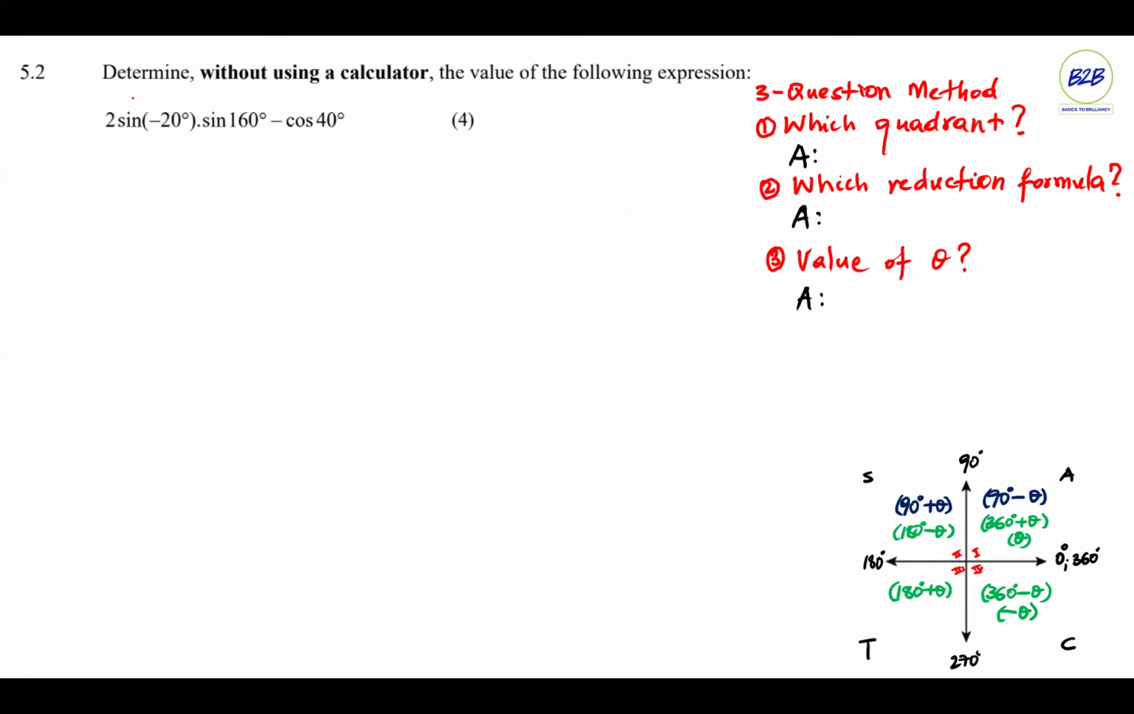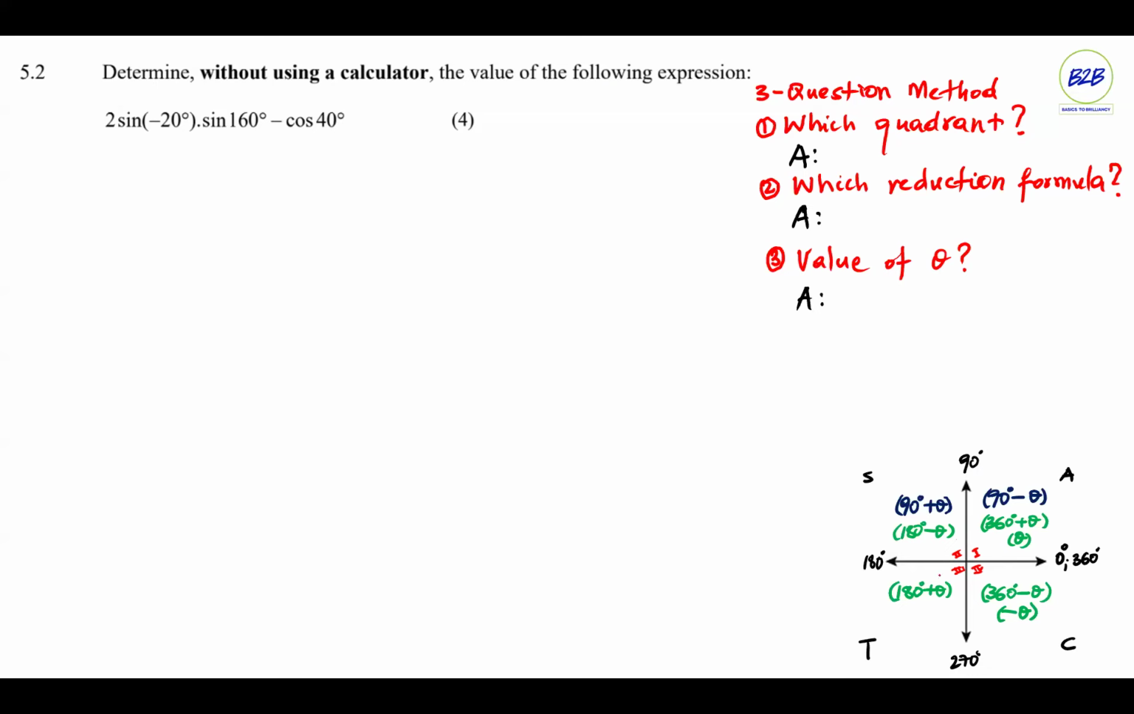So here we are given 2 sine minus 20 degrees times sine 160 degrees minus cos 40 degrees. Then the task is to determine, without using a calculator, the value of this expression. So before we even go and attempt the question, we will just recap briefly. In episode one, we learned about the cast diagram and the reduction formulae that are contained within the cast diagram.